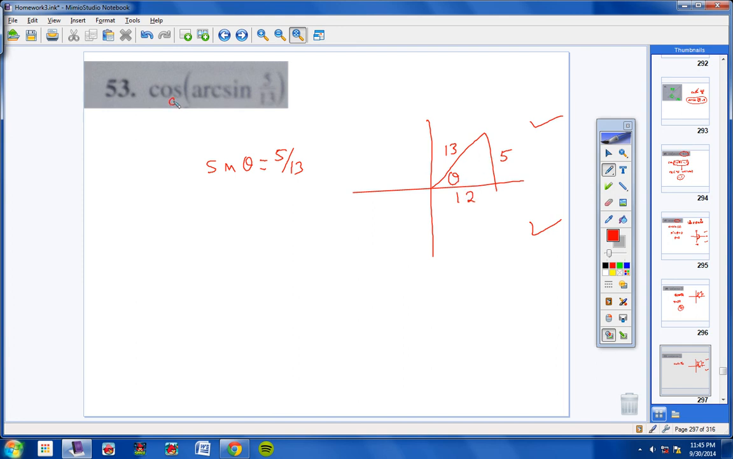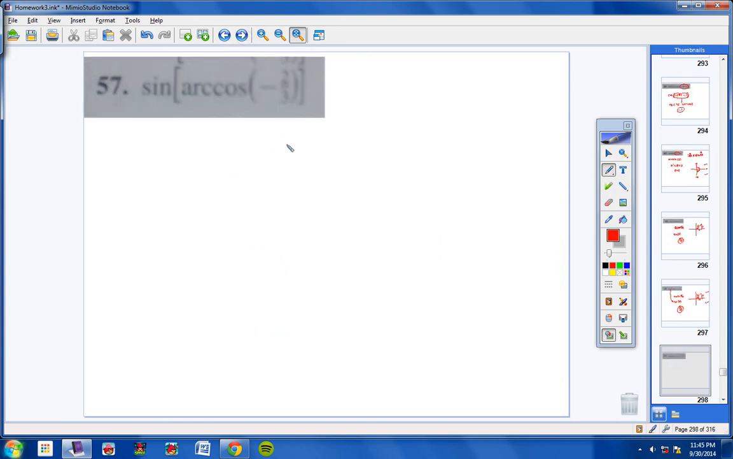So now here's our cosine. We simply take the cosine of theta, and the cosine of theta would be adjacent over hypotenuse. So 12/13. Okay, cosine of theta would be 12/13. So moving on to number 57.